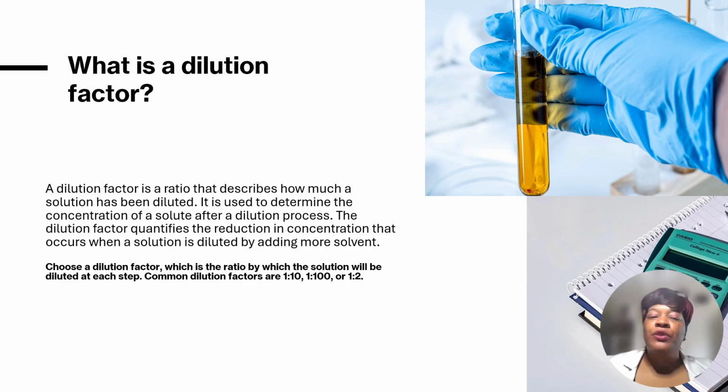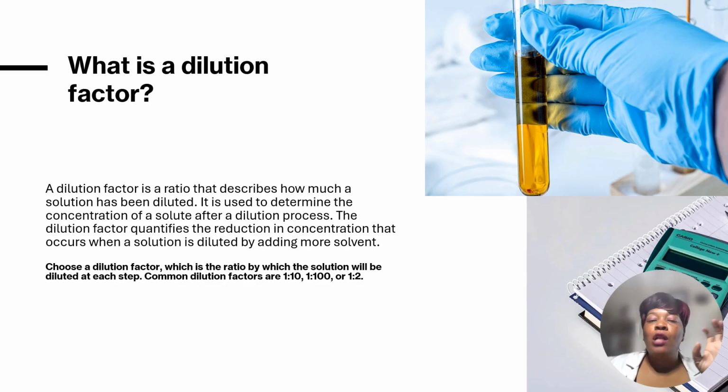A dilution factor, again, is a ratio that describes how much a solution has been diluted. It is used to determine the concentration of a solute after a dilution process. The dilution factor quantifies the reduction in concentration that occurs when a solution is diluted by adding more solvent. So you choose a dilution factor, which is the ratio by which the solution will be diluted at each step. If you want a common dilution factor of, let's say, 1 to 10, 1 to 100, or 1 to 2, this is how you would do it.